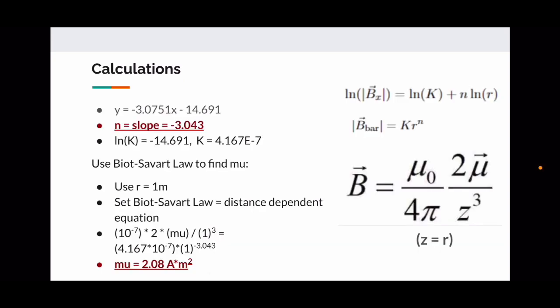From the calculations on the earlier graph, we get y equals negative 3.051x minus 14.691. The slope of that line gives us the n value, so that's negative 3.043. The y-intercept is equal to the natural log of k, so we get k equals 4.167 times 10 to the negative 7th. To find mu, we're going to set the middle equation on the right equal to the bottom one. Since we know k, we know n, and then we can set r equals 1. And so when we do all that, we solve for mu, and we get mu equals 2.08 amperes times meter squared.